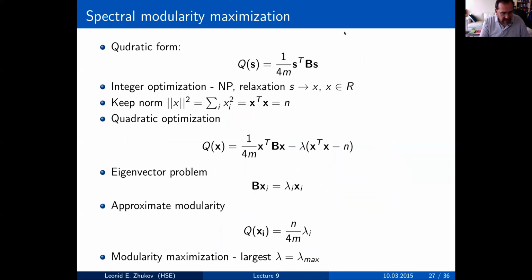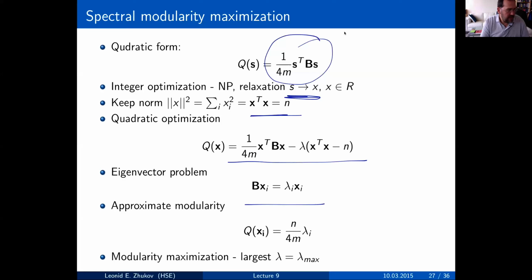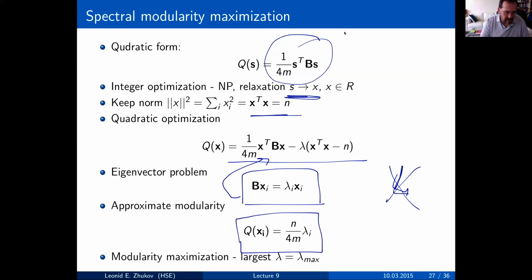The key difference here is the following. What I just said is, okay, we need to optimize this. To optimize, we go from S to X the same way as we did before. We also need to put some constraints that give the quadratic optimization, Lagrange multipliers, and the solution is an eigenvector. Now, the difference is this is not the Laplace matrix. This is a different matrix. And look, this is an eigenvector problem. Let's say we solved it. We substitute the solution back here. This is the modularity that we're going to get.